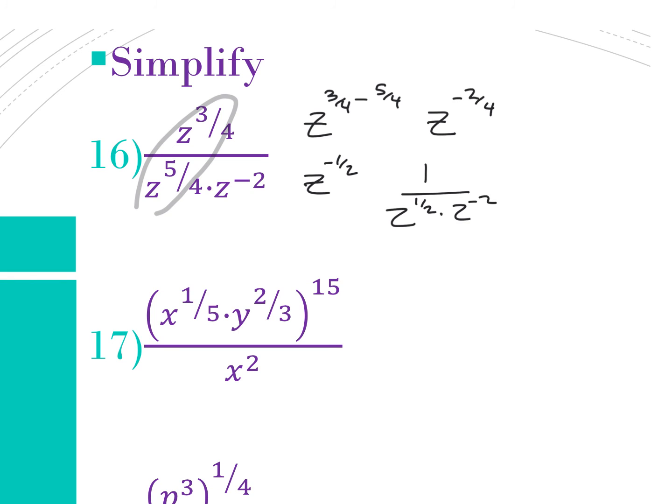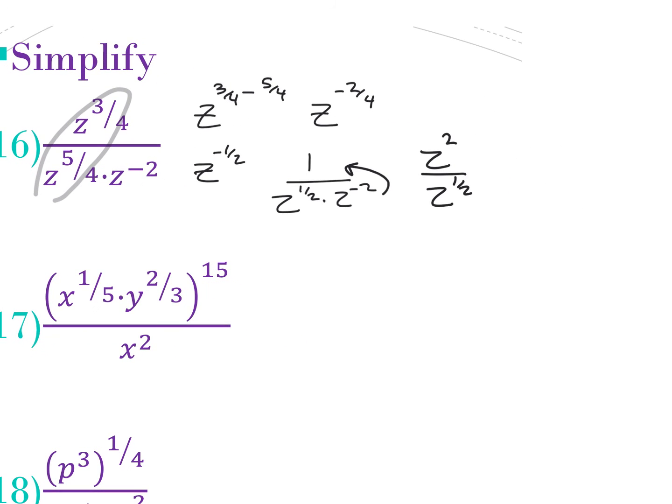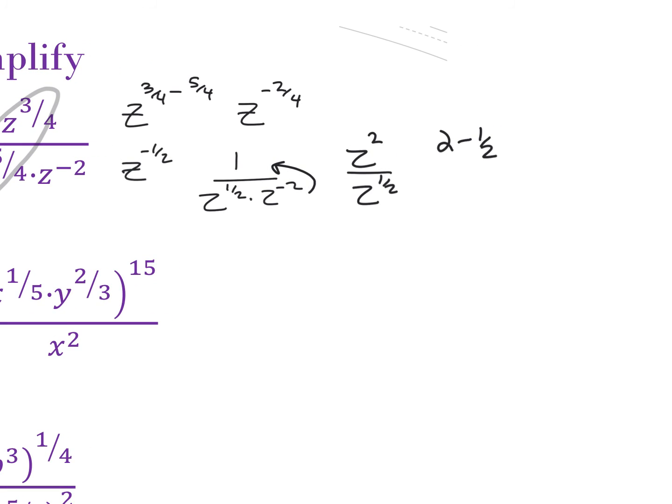So once I do this, I can move this to the top, and then I could get z squared over z to the 1/2. And again, I'm going to subtract 2 minus 1/2. I need to find a common denominator, so I could turn whole number 2 and make this 4 over 2 minus 1 over 2, which is 3 over 2. So final answer is z to the 3/2 power.